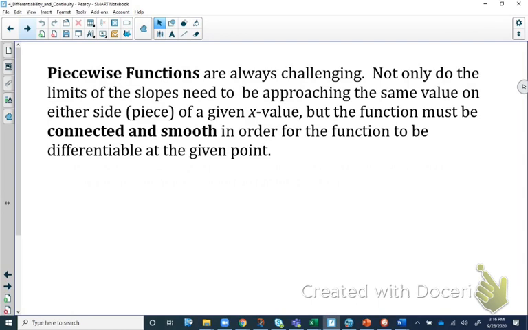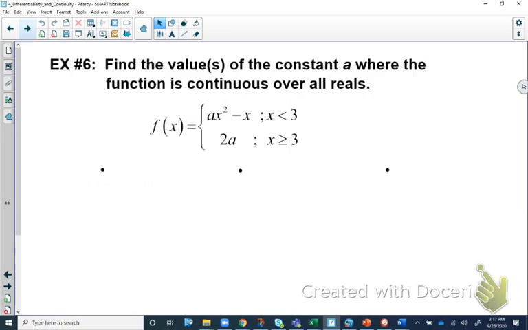Piecewise functions can be difficult because not only do you have to ensure that they're continuous, but for differentiability they really need to be smooth, and that's something that can be a little difficult to do. So at this point, I want you to pause the video and see, can you identify the values that a would need to be in order to make this particular function continuous over all real numbers? Pause the video, work it out, and when you're done, hit play and see how your work compares to mine.